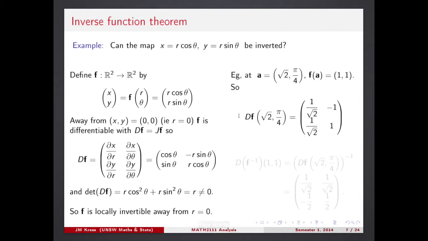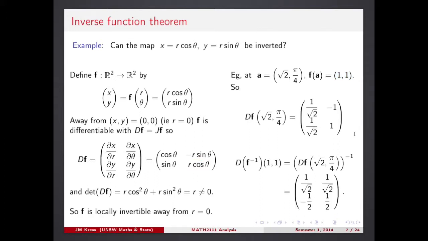The second half of the slide makes a direct computation of the derivative of the inverse via the theorem. Look what it says. Let's just take any randomly chosen point, root 2 and pi over 4. My f value on this point is 1, 1, right? Angle pi over 4, radius root 2, yeah, it is 1, 1. So that's the Jacobian of the forward map f at this point. If I need to find now the Jacobian of the inverse map at this point 1, 1, all I have to do is invert this matrix.